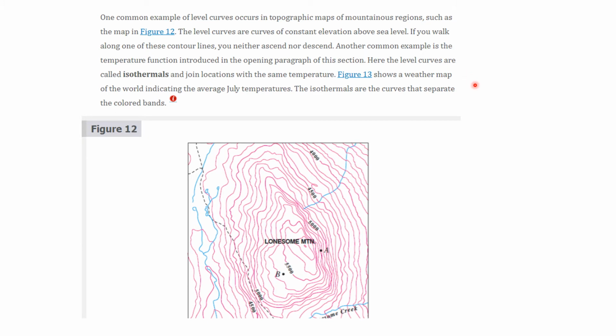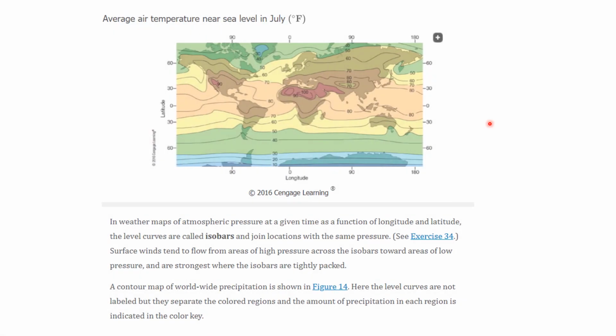And figure 13, which I'm going to show you in a bit, shows a weather map indicating the average July temperatures. And the isotherms are the curves that separate the colored bands. Okay, so you can see here are the isotherms. So along this one, for example, it's 60. And along the other one, it is 70, and so on and so forth.